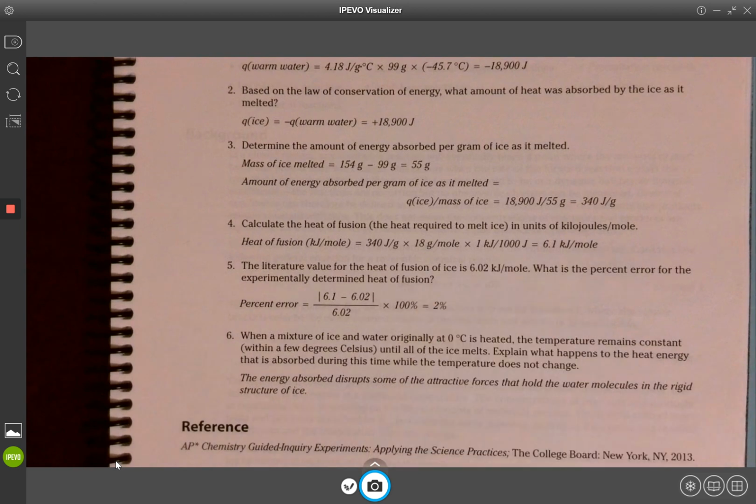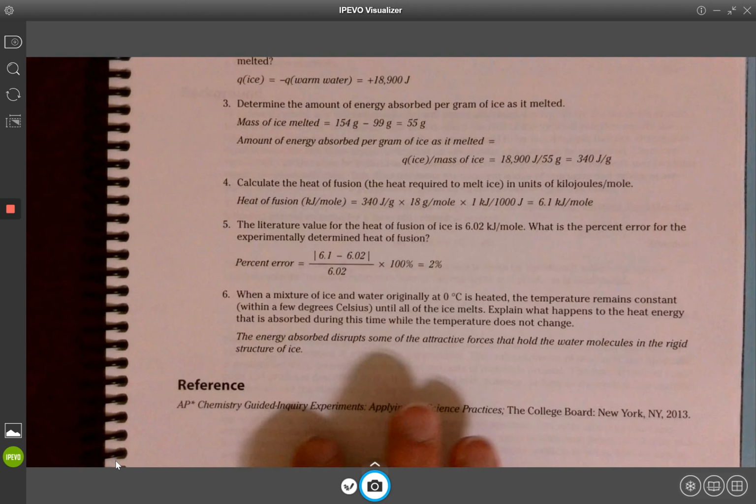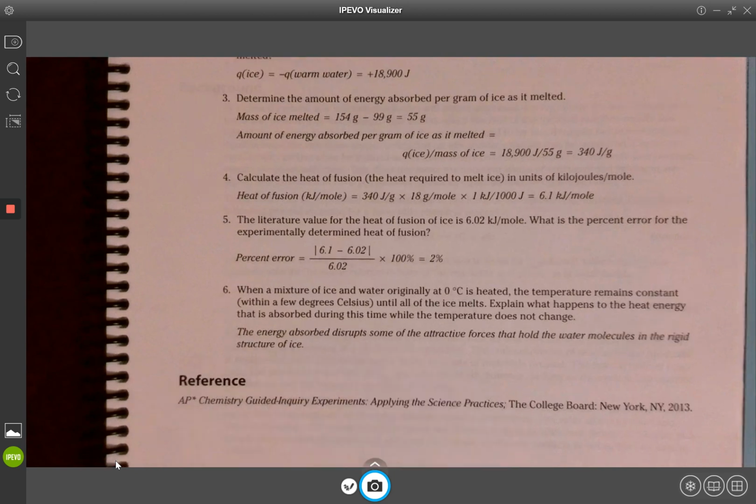And then when a mixture of ice and water originally at 0 degrees C is heated, temperature remains constant within a few degrees. Explain what happens. So the energy absorbed disrupts some of the attractive forces that hold the water molecules in the rigid structure of ice. There's really not much you can say about this one.